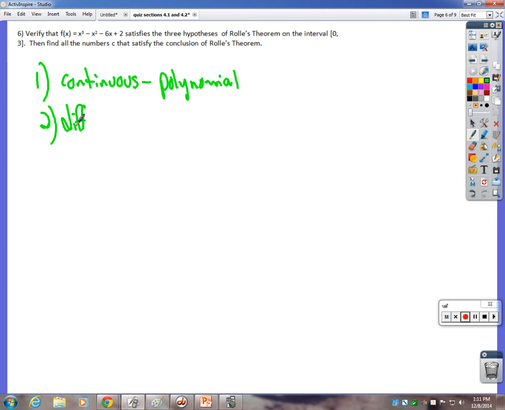Okay, what's the second condition of Rolle's theorem? Differentiable. And how do we know that it's differentiable? So you take the derivative and you get 3x squared minus 2x minus 6. And that's a polynomial, so you know it's differentiable everywhere. What's the third hypothesis? And this is the one that many of you forgot.